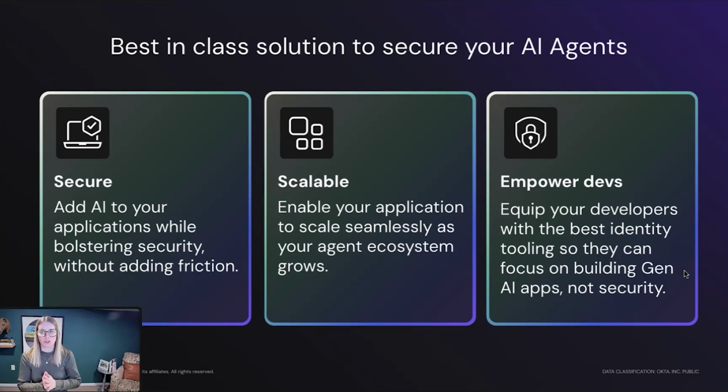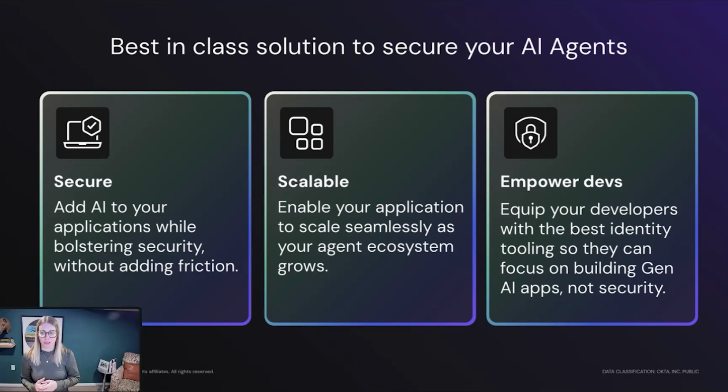Well, we know that security needs to be built into the foundation of AI when you're building it into the application. It really cannot be an afterthought. And with Auth for GenAI, what we see when we're talking to customers is that best-in-class customers are really able to do three things. So they can add AI to applications, and they can do that while making things more secure and not adding any additional friction.